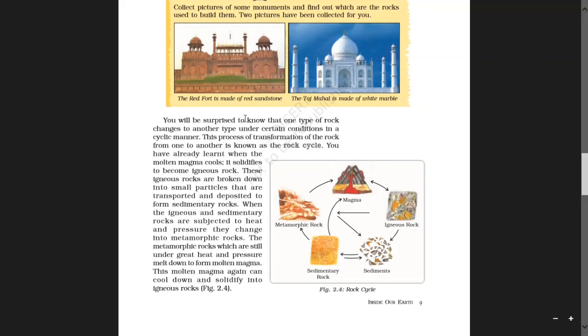You will be surprised to know that one type of rock changes to another type under certain conditions in a cyclic manner. Cyclic manner means following a repeated pattern. This process of transformation of the rock from one type to another is known as the rock cycle.